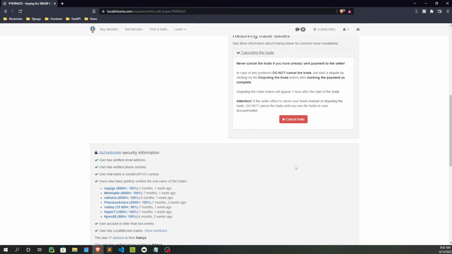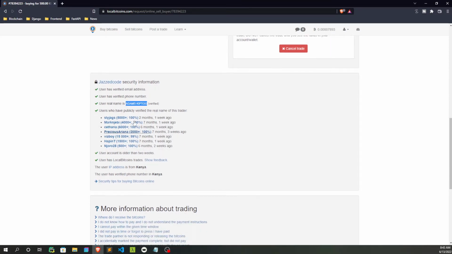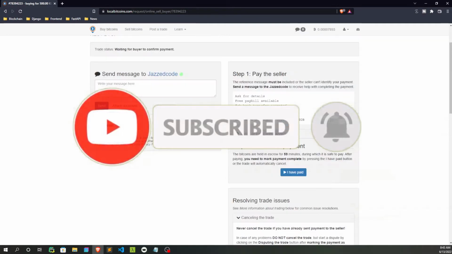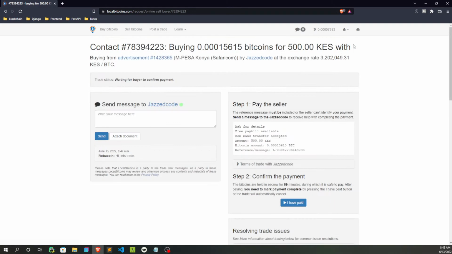If you're looking for information on the seller, you can have their real name here, and you can see the people who have recently traded with this person. So if you know somebody who's reputable and they've traded with the person and they have verified the real name of the trader, then this shows you are dealing with an actual good person, a good trader, a good seller.